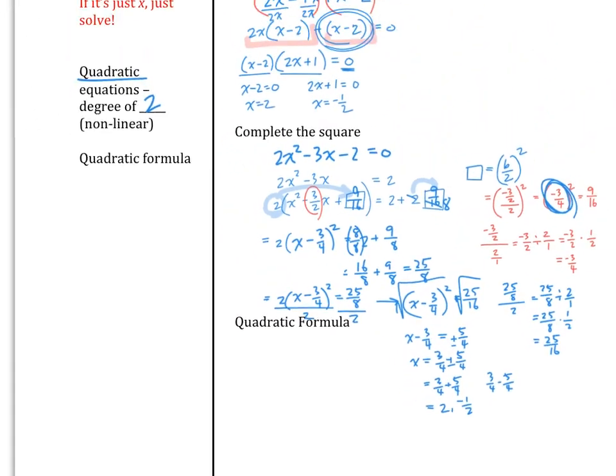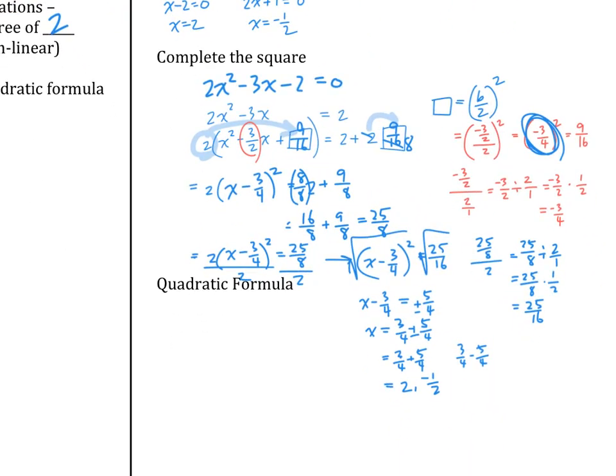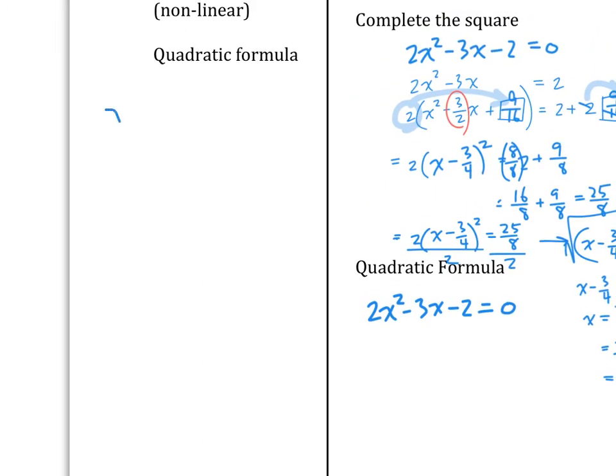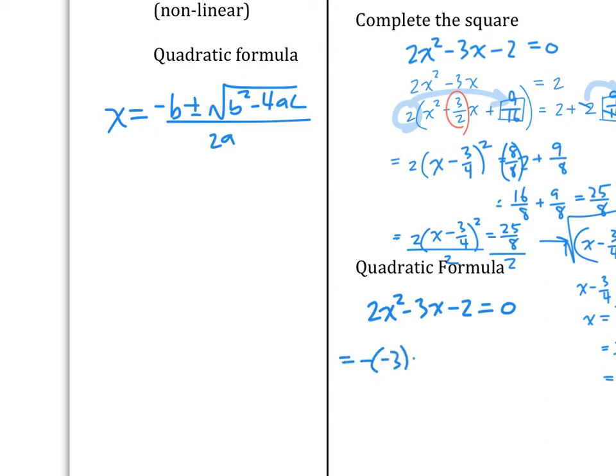All right, the last one is the quadratic formula. So I'm going to rewrite this problem again. To use the quadratic formula, make sure you're in quadratic form first. Okay, so the quadratic formula, if you don't remember, to solve for x, is negative b plus or minus the square root of b squared minus 4ac, all over 2a.